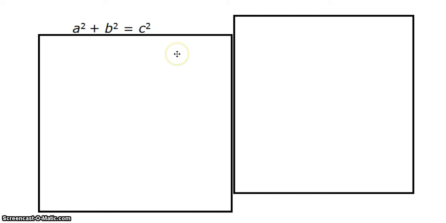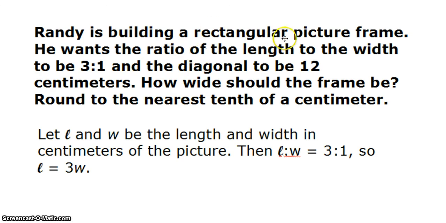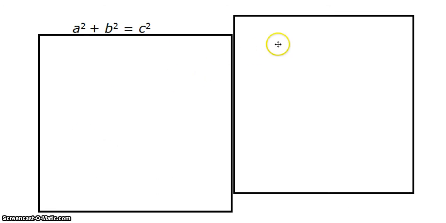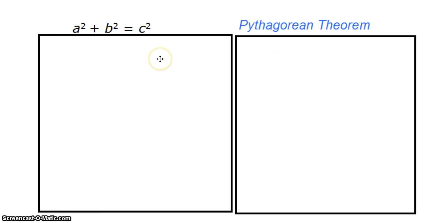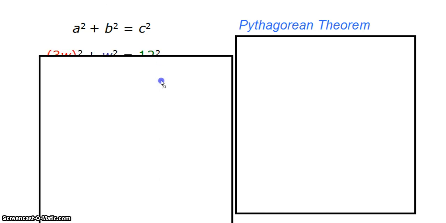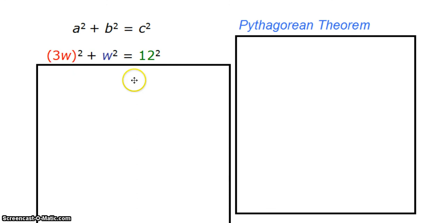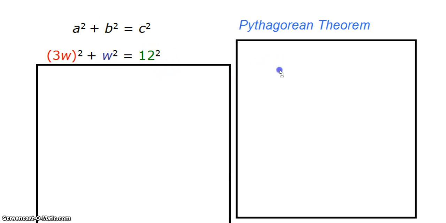We know that we are dealing with a right triangle because this is a rectangular picture frame, and so the diagonal of that picture frame is 12 centimeters. So we'll use a squared plus b squared equals c squared, the Pythagorean theorem. It's a rectangular frame, so we know we have right angles. And we can substitute (3w) squared plus w squared. So we have length squared plus width squared equals that diagonal, the hypotenuse squared, right? This is substitution.